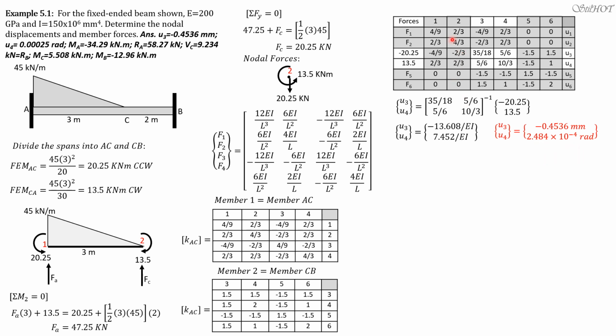By the way, how are these elements obtained? Of course, you only have to fill in the upper triangular matrix and take note of symmetry. So for example, 1, 1 is 4 over 9. So you have there 4 over 9. Row 1, column 2 is 2/3. That's it. Then row 1, column 3 is negative 4 over 9. Row 1, column 4 is 2/3.